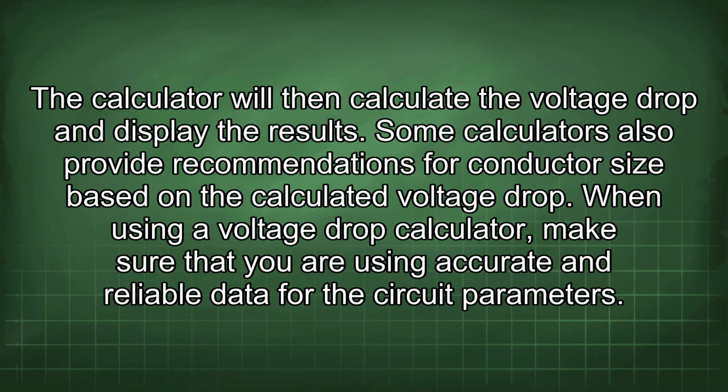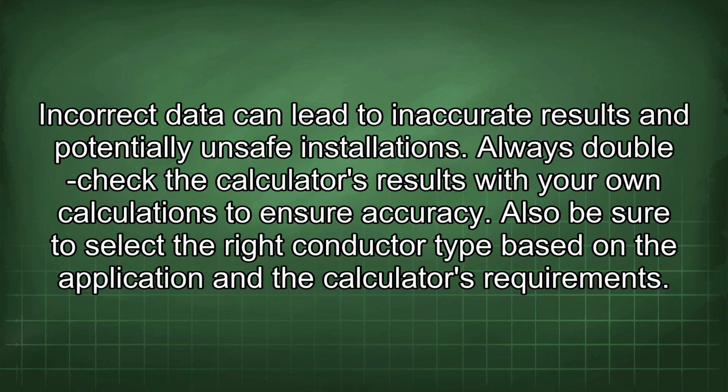When using a voltage drop calculator, make sure that you are using accurate and reliable data for the circuit parameters. Incorrect data can lead to inaccurate results and potentially unsafe installations. Always double-check the calculator's results with your own calculations to ensure accuracy. Also be sure to select the right conductor type based on the application and the calculator's requirement.